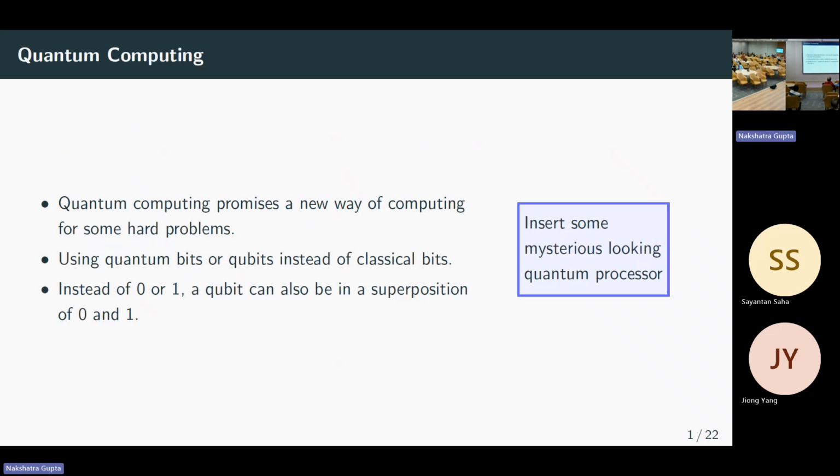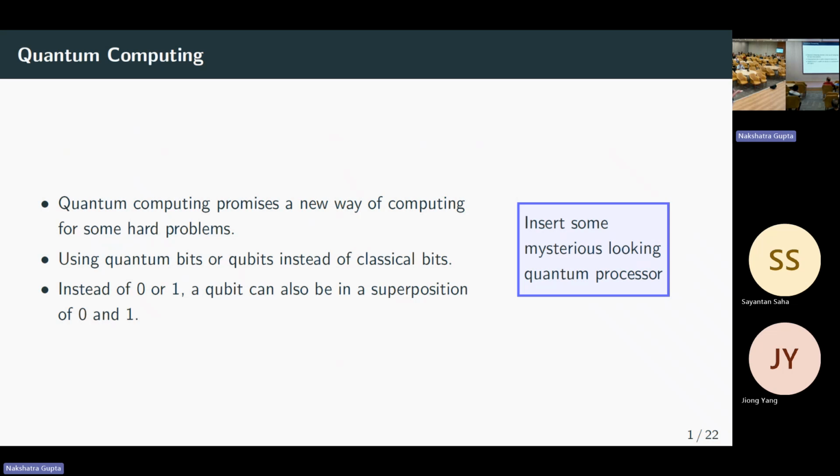Some probability. Not working. Sorry. Yeah, how about now? Perfect. Thank you. Okay, I will just continue from here.